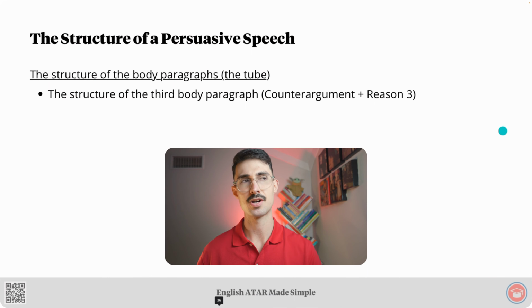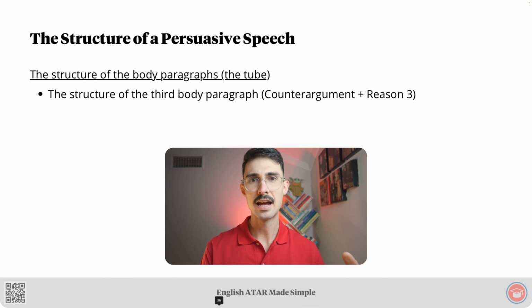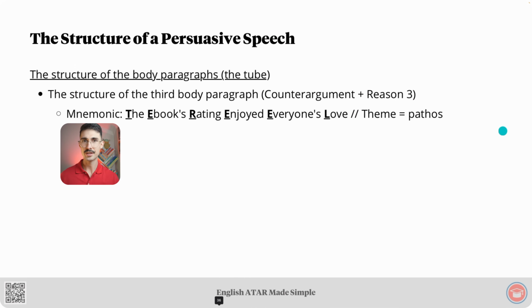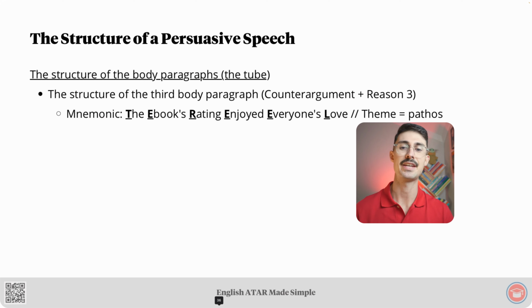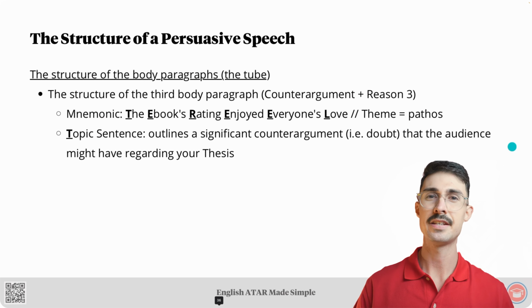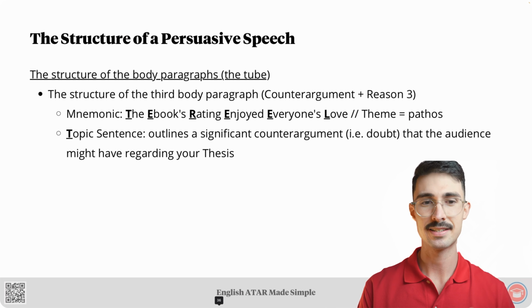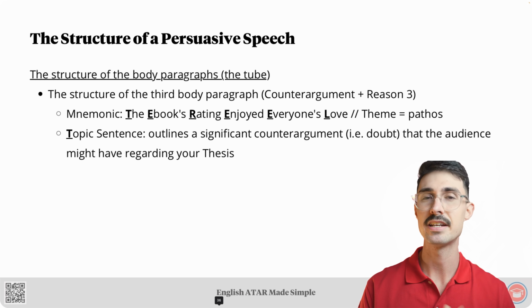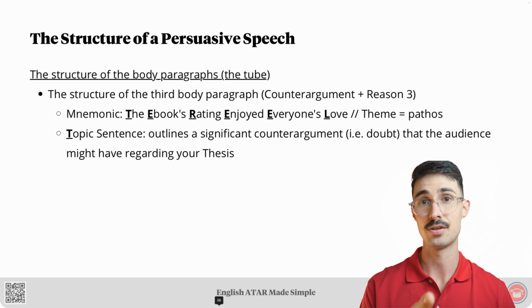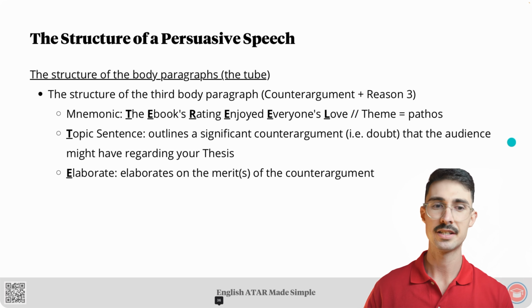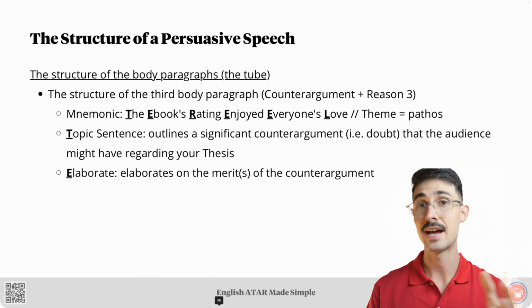Then we discuss the structure of the third one. This is the counter-argument and reason 3 body paragraph. A mnemonic for this one is the ebook's rating enjoyed everyone's love, and the theme is pathos. The T in this mnemonic stands for topic sentence. It's a sentence that outlines a significant counter-argument or doubt the audience might have regarding your thesis. After the topic sentence, we have the elaborate, and this elaborates on the merit or merits of that counter-argument.